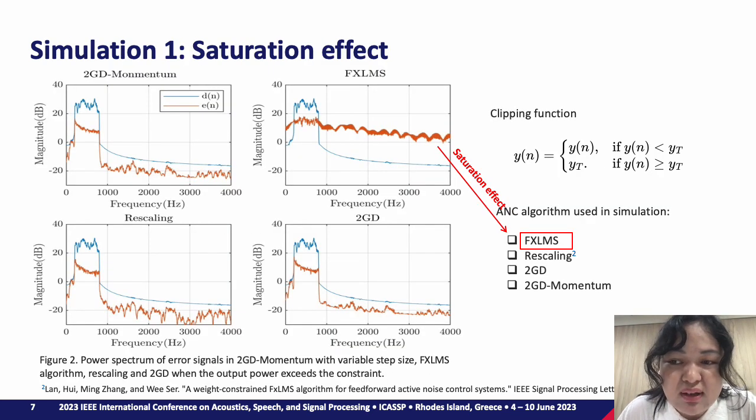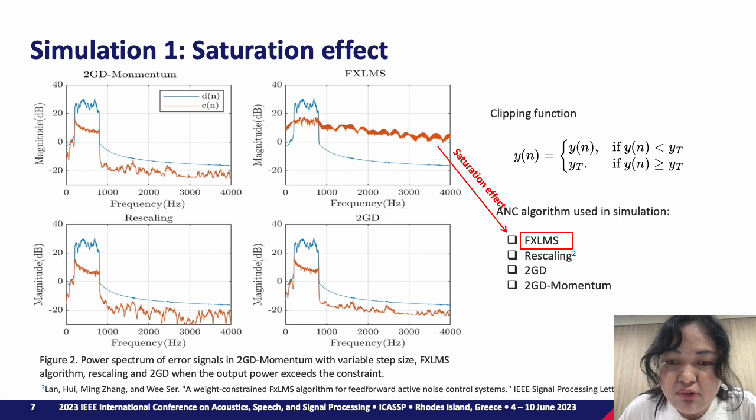The simulations are conducted to validate the noise reduction performance of the 2GD momentum algorithm with the variable step size strategy. Here we apply clipping functions to simulate the output constraints of the speakers. Four algorithms are tested in the simulations: the FX-LMS, rescaling, 2GD and 2GD momentum.